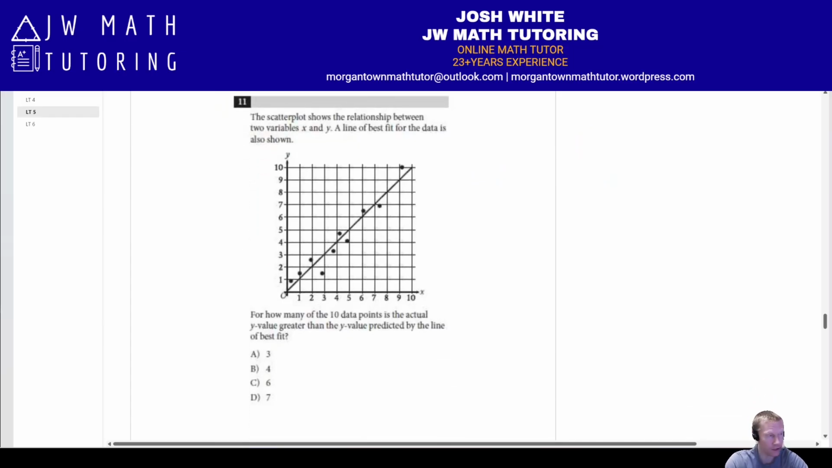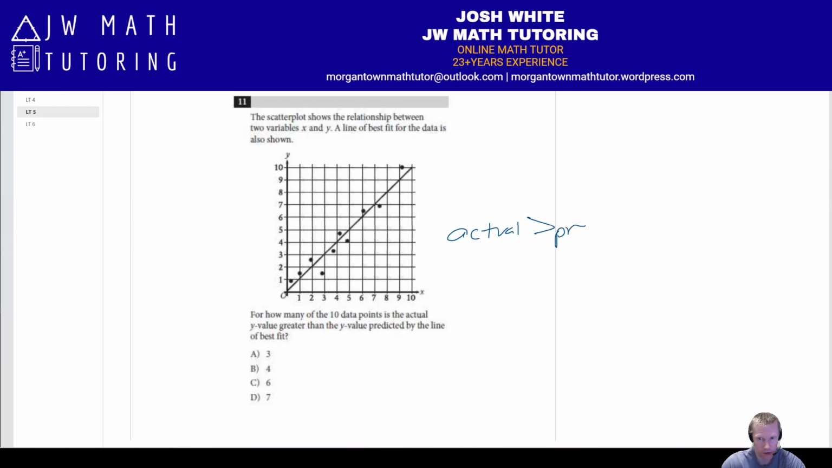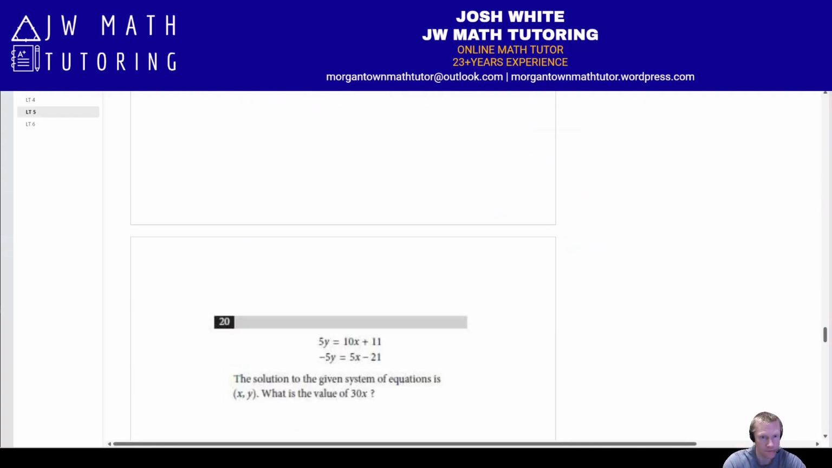Next up, question number 11. Here we have a scatter plot, and we've got a line of best fit. For how many of these points is the actual y greater than predicted? So actual greater than predicted, that means we want points above the line. So how many are there? 1, 2, 3, 4, 5, 6. There's our answer. Letter C, and then we can move on to the next problem.